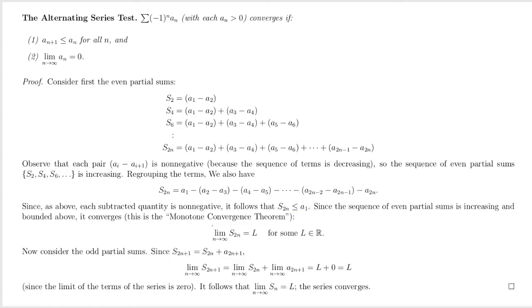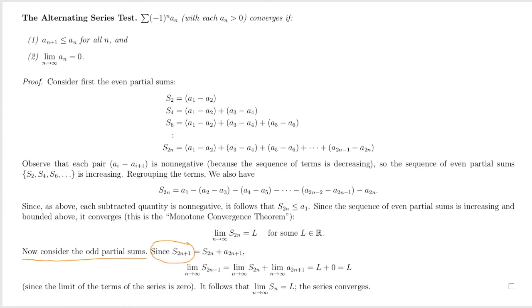And I'm going to call that something L. That's what we're doing here, saying that if we've just determined that the sequence of even partial sums converges, then it converges to some real number, and we'll call that real number L. Okay, moving right along. Having already determined that the sequence of even partial sums converges, we have to look at the sequence of odd partial sums.